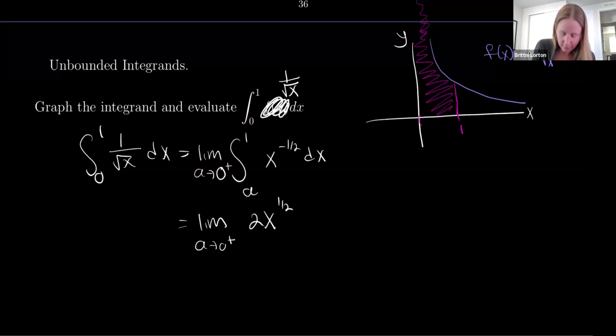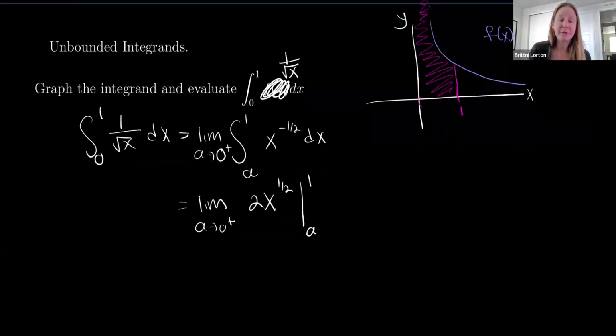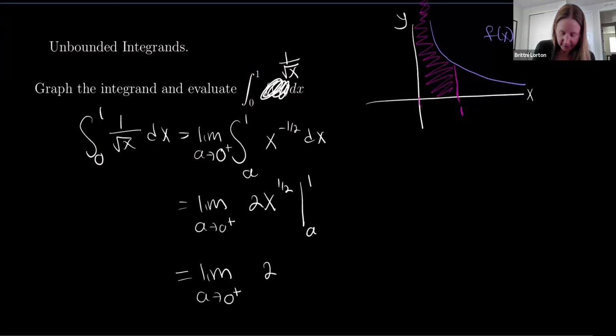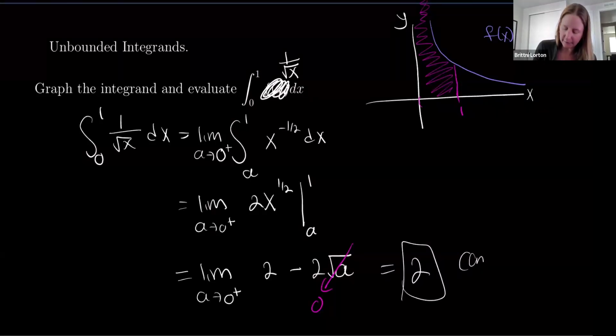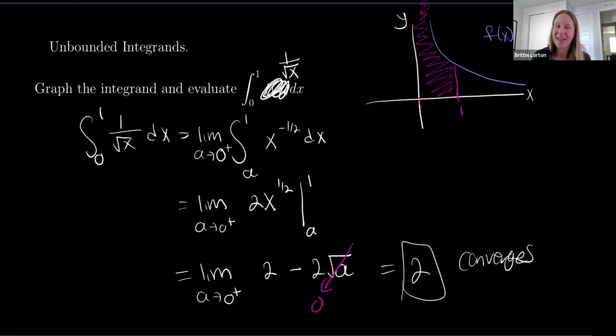I can add 1 to the power, divide by the new power. Dividing by 1/2 is the same thing as multiplying by 2. This becomes the limit as A approaches 0 from the right-hand side of 2 times 1 to the 1/2, which you know is just 1, and then minus 2 times A to the 1/2, which you know is the square root of A. And then as A approaches 0, that guy will also approach 0. So the answer is 2, and it does, in fact, converge. Ta-da!